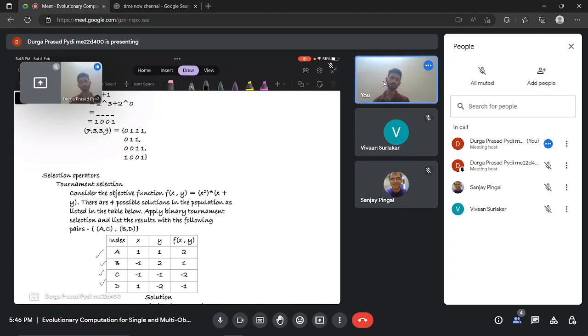My operator is basically a binary selection operator, so I am choosing two at a time. If at the first instance I have chosen A and C, the second time I will be choosing B and D. So if I have chosen A and B for a maximization problem, what would be the result of tournament selection? Can any one of you just unmute and answer it? I hope the question is clear.